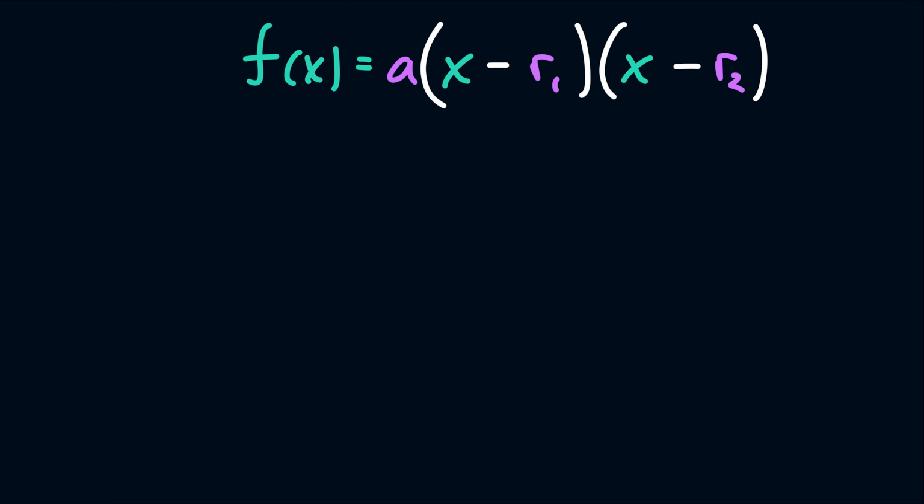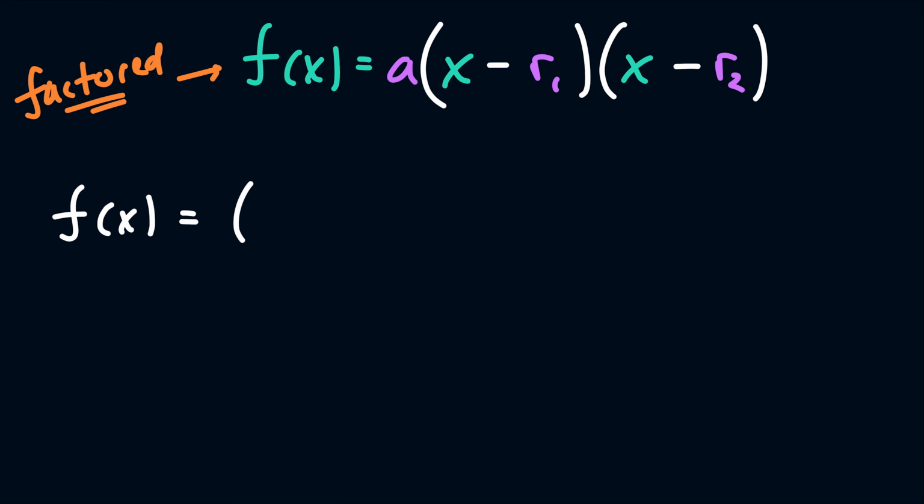So for right now, I just want you to be able to recognize the forms. All right, so this form is going to be called a factored form of the quadratic. Okay? So now some examples, right? If I were to, let's say, write an equation like this, f of x is equal to (x - 4)(x + 2). Okay, is this a quadratic?